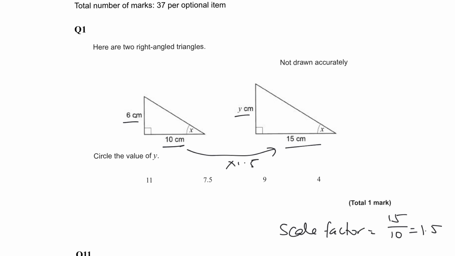So we can see that our y length on our big triangle is similar to the 6 centimeters on the smaller triangle. So to work out what y is, we're going to do 6 times 1.5. And that should leave you with an answer of 9. So we know y is 9.